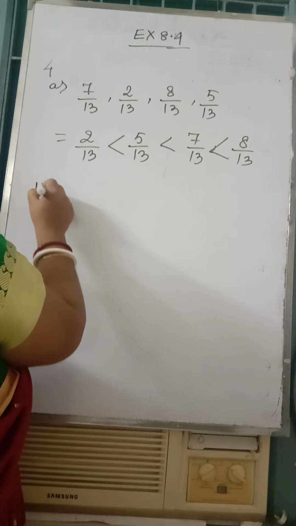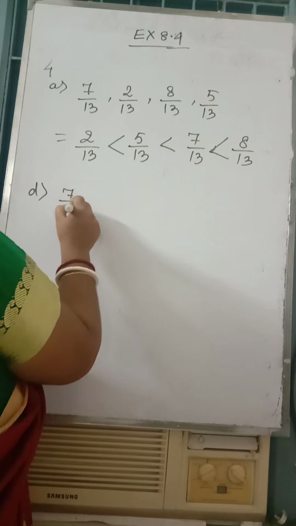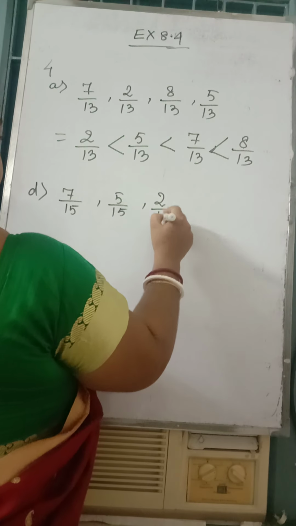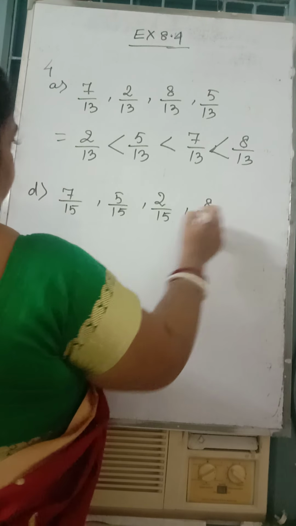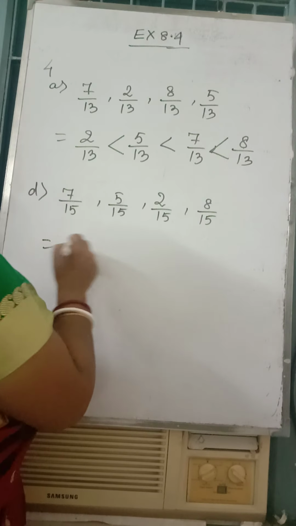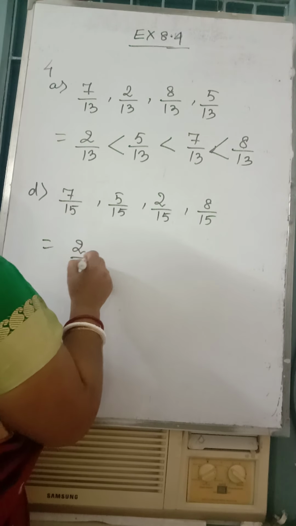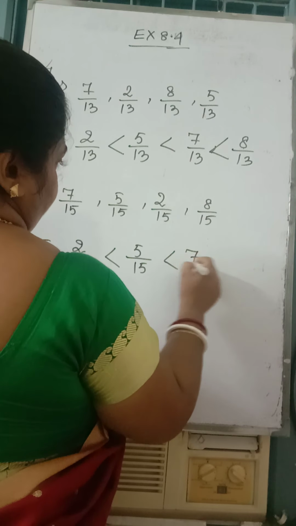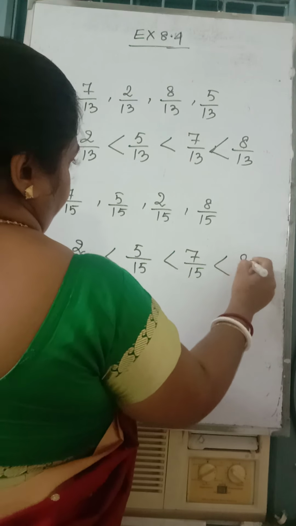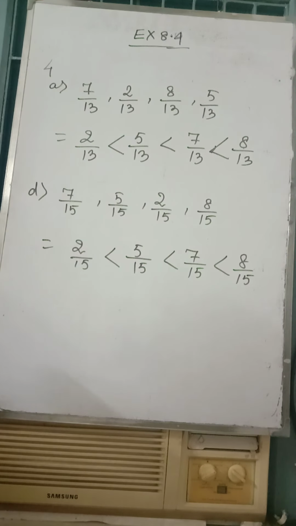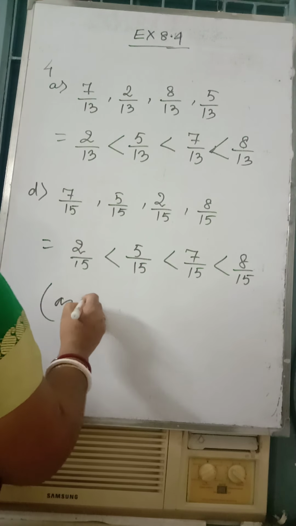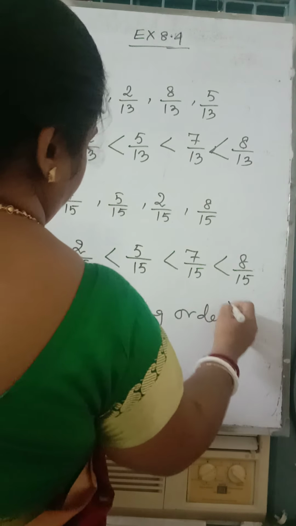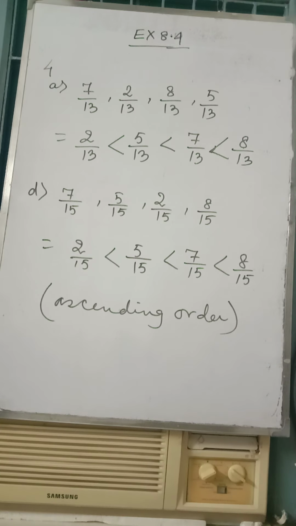Let us see now 7 by 15, 5 by 15, 2 by 15 and 8 by 15. So again it is in like terms. The least fraction is 2 by 15, 5 by 15, 7 by 15 and 8 by 15. It is ascending order. What is this? Ascending order. You can see the symbol I have used. That is for ascending order. Less than. Is it okay.